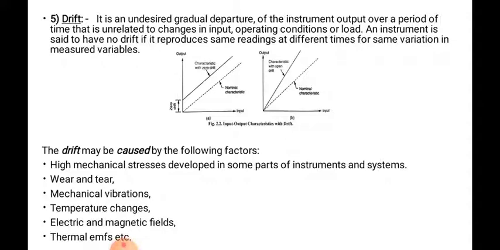An instrument is said to have no drift if it reproduces the same reading at different times for the same variation in the measured variable. Okay, means what? It is an undesired gradual departure of the instrument output over a period of time that is unrelated to the change in input, operating condition or load. Means what? If the instrument is not showing the same reading for a given input at different intervals of time.